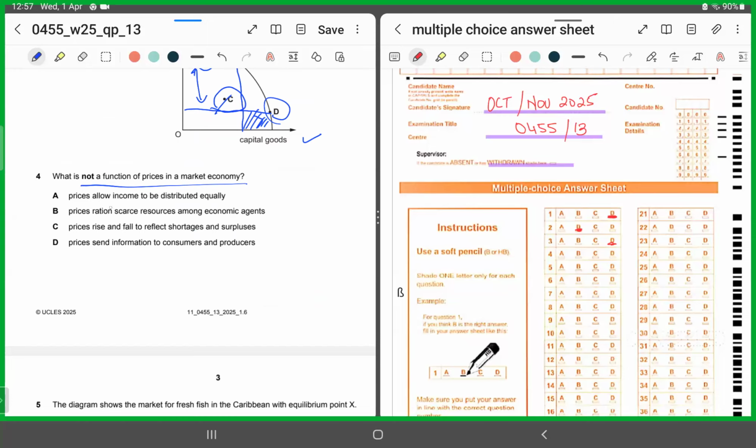A says prices allow income to be distributed equally. B says prices ration scarce resources. C says prices rise and fall to reflect shortages and surpluses.